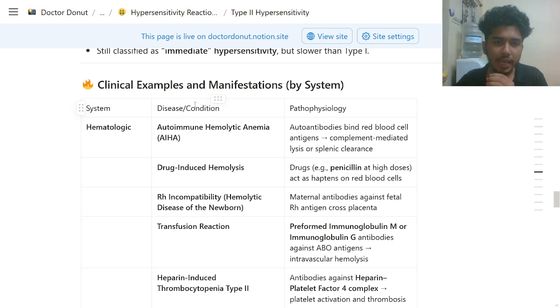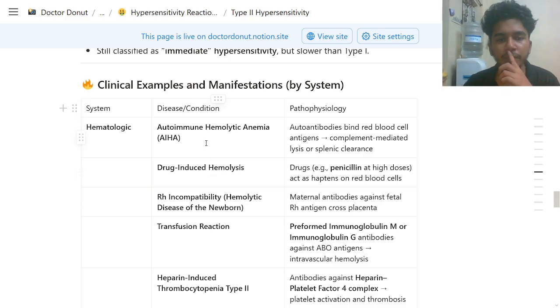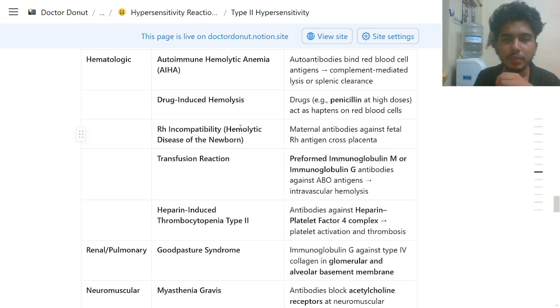So we're back. Type 2 hypersensitivity. We're going to look at it through the systems that it affects. First we have a condition called autoimmune hemolytic anemia. Here the autoantibodies bind to red blood cell antigens, which leads to complement-mediated lysis or splenic clearance. We'll talk about AIHA later on as well, in a different video, but this is a clear enough explanation, I think.